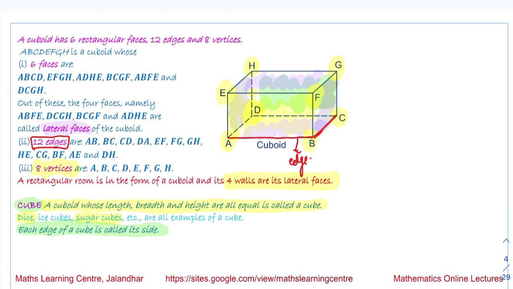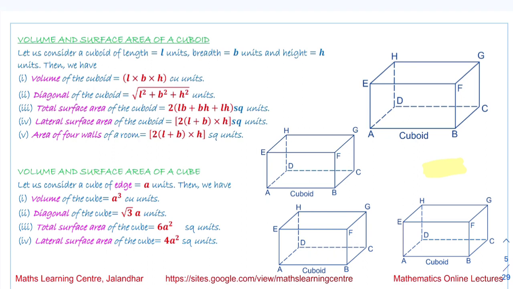Now next we have to find the volume and surface area of the cuboid. First of all, we are talking about the volume. If a cuboid is given to us, this AB is the length of the cuboid, this BC is the breadth of the cuboid, and this FB is called the height of the cuboid.